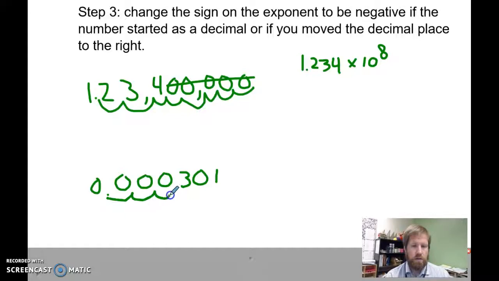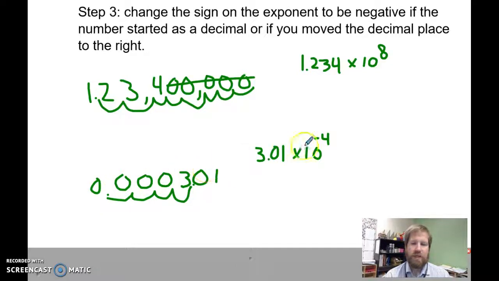So 1, 2, 3, 4, 3.01, that's between 1 and 10. So I have 3.01 times 10, and I'm raising that to the 1, 2, 3, 4 because I moved it to the right, because it started off as a small number, a decimal. I'm going to have to multiply this larger number, because this one is now larger than your old number, by a negative exponent. Okay. The idea is this is the same number as this, just written out differently.